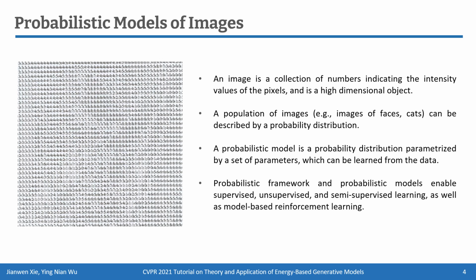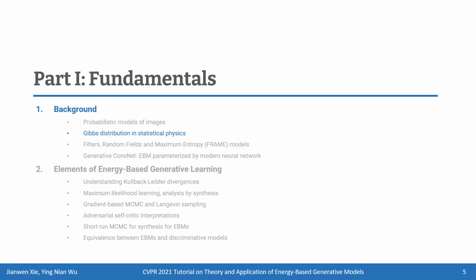Such a probabilistic model is useful for supervised, unsupervised, and semi-supervised learning, as well as model-based reinforcement learning. Therefore, studying probabilistic models is a fundamental problem in computer vision and machine learning. The energy-based model that we will study in this tutorial is one type of probabilistic model. We will talk about the Gibbs distribution in statistical physics.